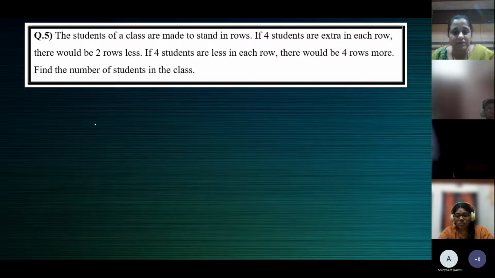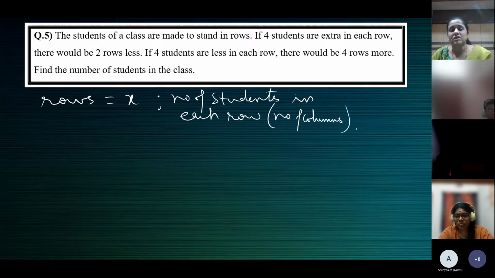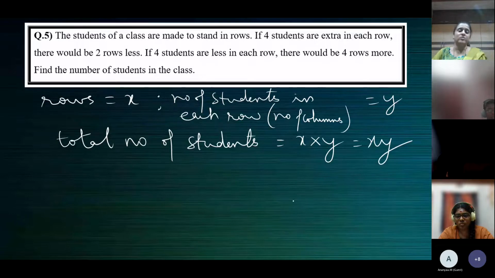The students of a class are made to stand in rows. Let the number of rows be X, and let the number of students in each row, that is, the number of columns, be Y. From this assumption, the total number of students is equal to number of rows into number of columns, X into Y, or XY. There are XY students in this class.